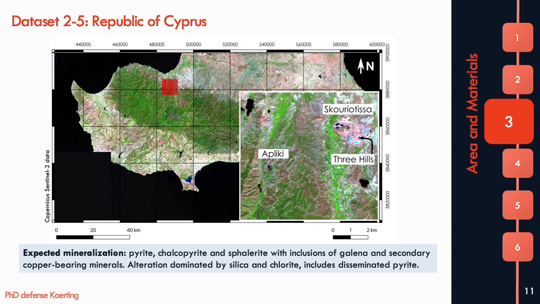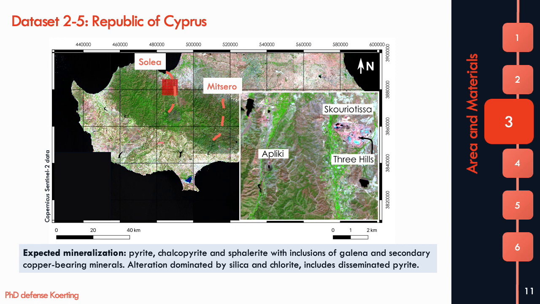Structurally, there are several asymmetrical north-northwest trending grabens, which are defined by sheeted dyke complex domains. And these domains here correlate with the major sulfide mineralization. The deposits that I looked at here in the lower right corner are Apliki and the Three Hills deposit within Skouriotissa, and both of those are located within the Solea Graben here in the west.